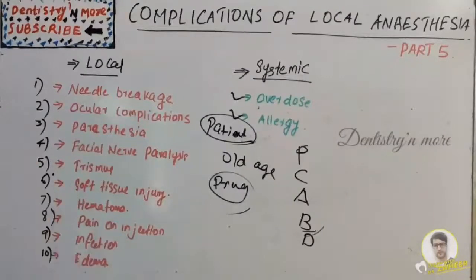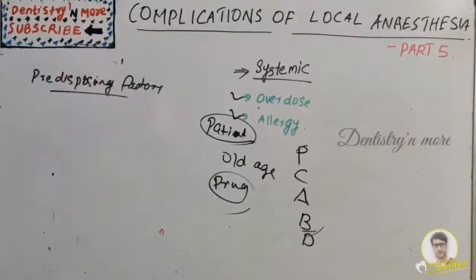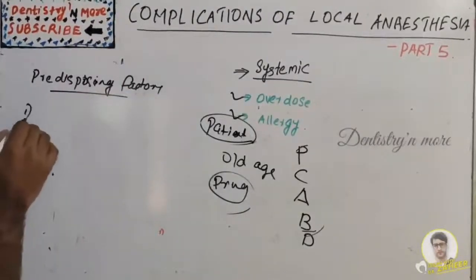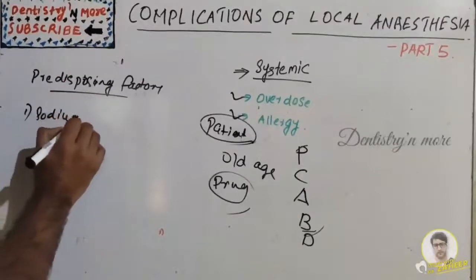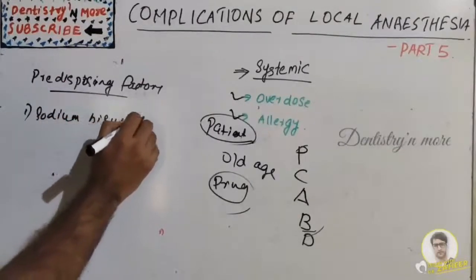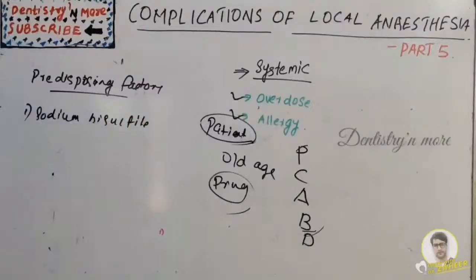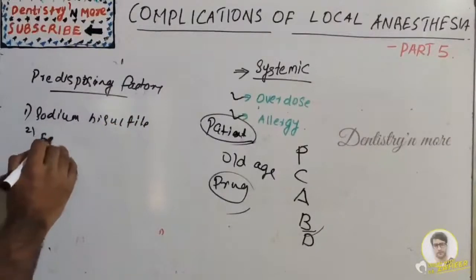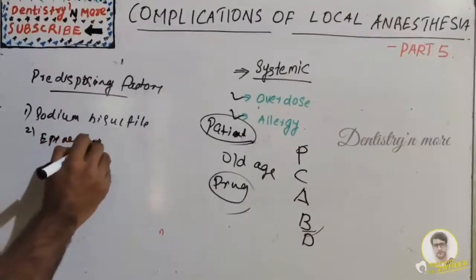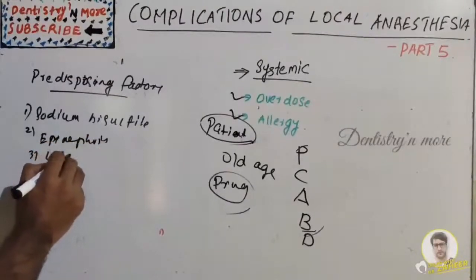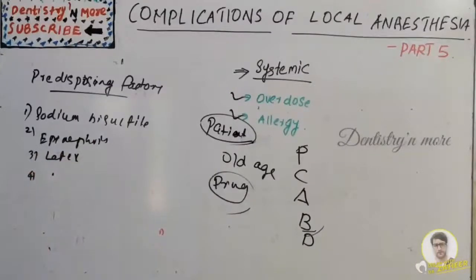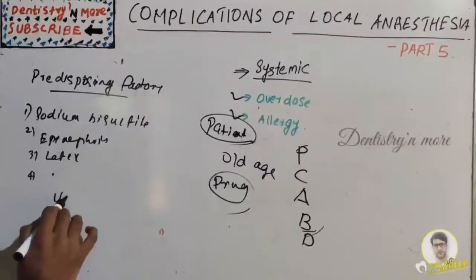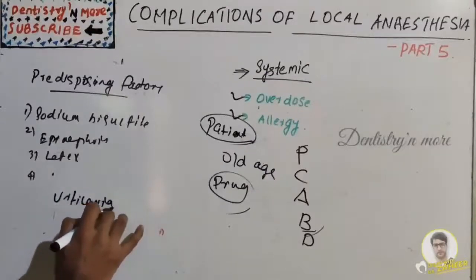So what are the predisposing factors? The predisposing factors could be, the first one is sodium bisulfite. Sodium bisulfite could be an allergic predisposing factor. And epinephrine, then latex, so these could be predisposing factors. So the clinical manifestation, basically there will be urticaria and angioedema.